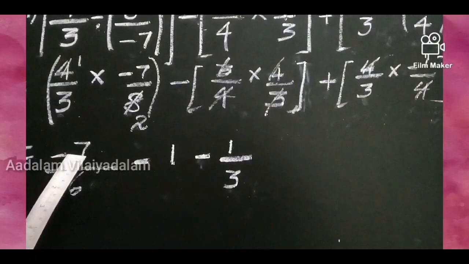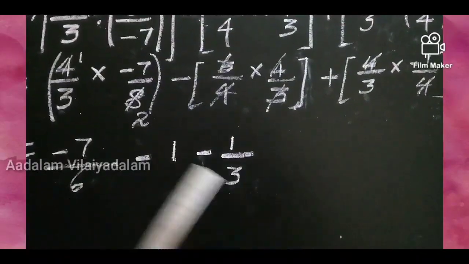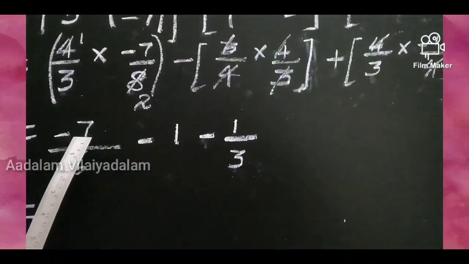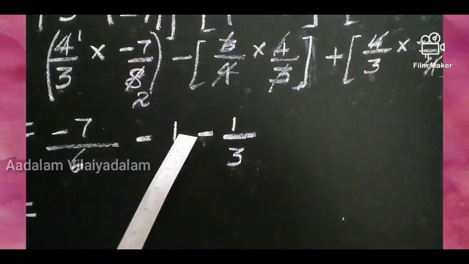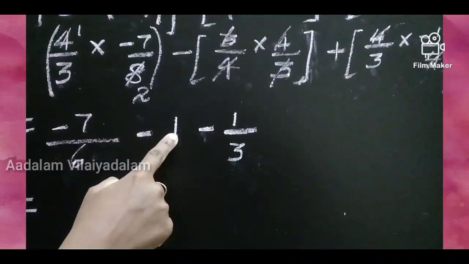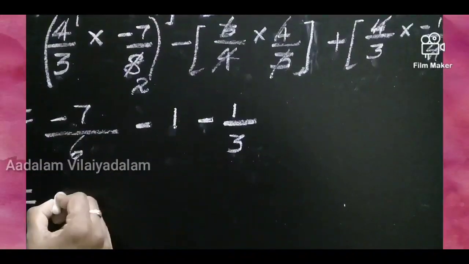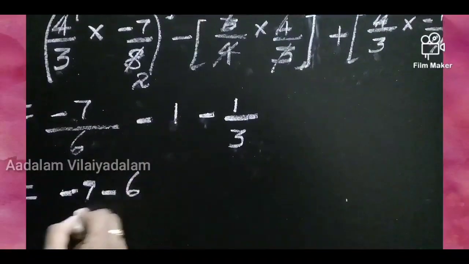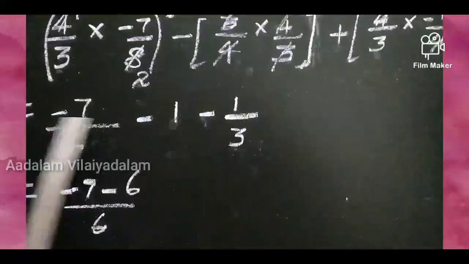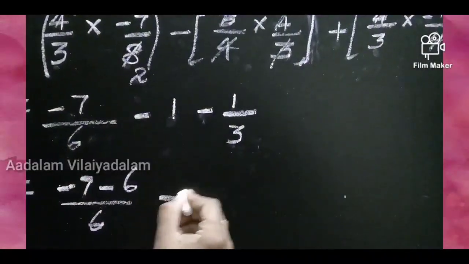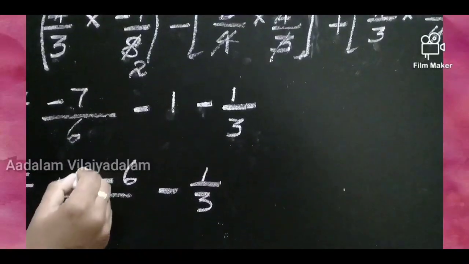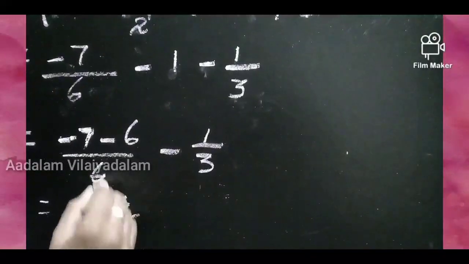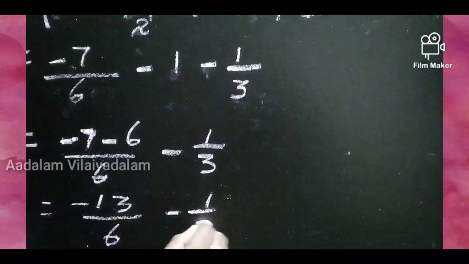Here first you have to add the minus 7 by 6, minus 1, minus 1 by 3. So first you combine the first and second term. One whole number is there, one fraction number is there. Just cross multiply, 6 1s are 6. So 6 1s are 6, minus 6, minus 7. What is the answer? Minus 7. 6 1s are 6. So minus 6 divided by 6. First you have to combine the first two terms. The third term write as it is, 1 by 3. So minus 7, minus 6, the answer is minus 13 divided by 6, minus 1 by 3.